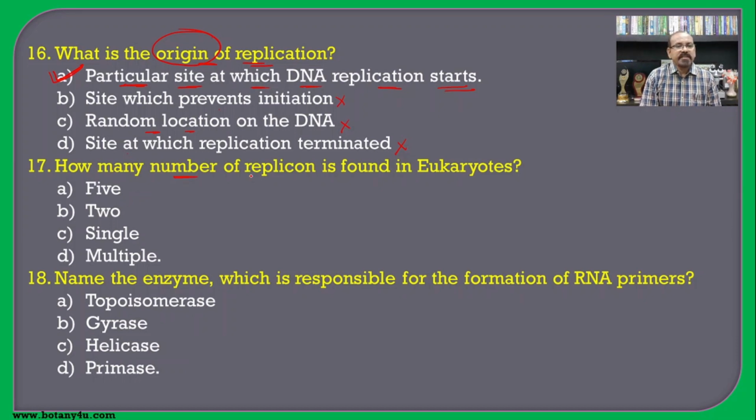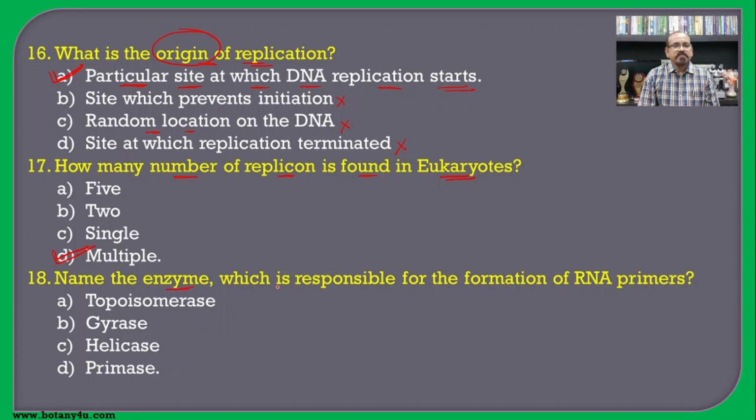Then, how many replicons are found in the eukaryotes? If you see the process of replication and the number of replicons in prokaryotes and eukaryotes, in the prokaryotes there is a single replicon, and in the eukaryotes there are many replicons, and hence multiple replicons or origins are present in the eukaryotes.